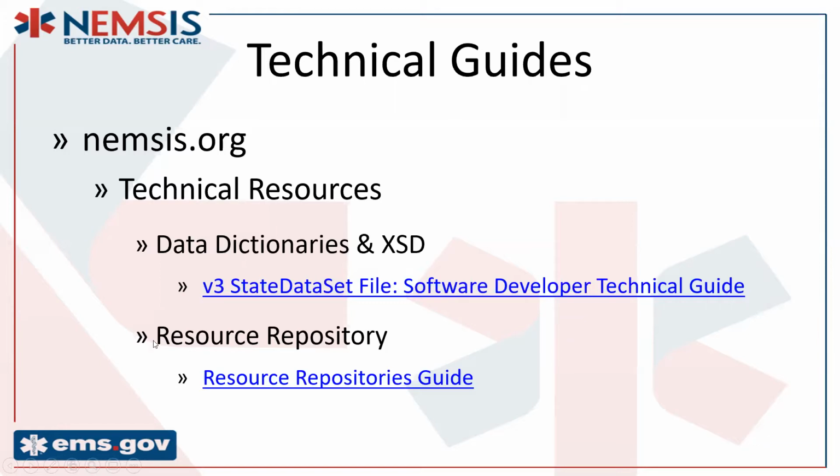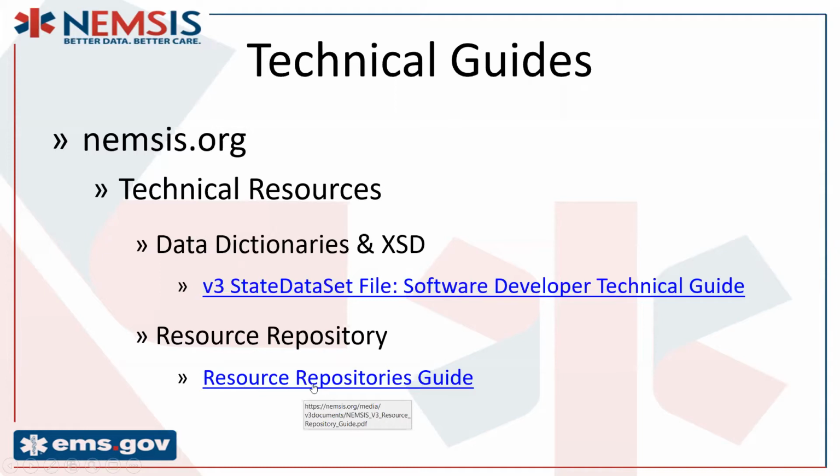The second resource that I'll point you to is if you go to the Technical Resources menu and then the Resource Repository, you'll see a link to the Resource Repositories Guide. This will give you instructions, guidance, tips, etc., on how to utilize the Git repositories that hold all of the state data sets that states have submitted and published through NEMSIS. And you can automate your monitoring and processing of those Git repositories. So we'll come back to these links at the end of the presentation.